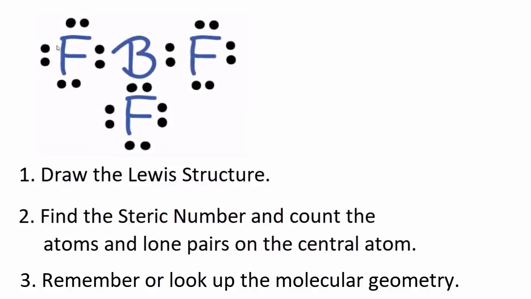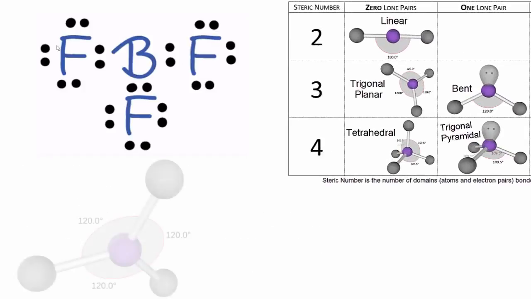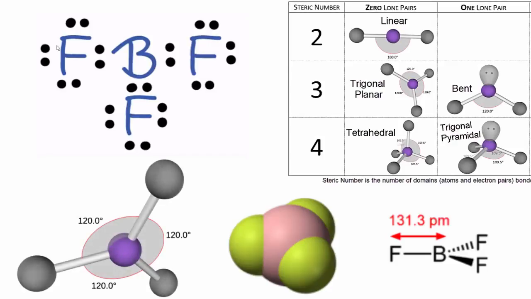For BF3, we have the central boron atom, and then we have 3 atoms attached to it with no lone pairs on that central boron. You can imagine the fluorine atoms will spread out to be as far away from each other as possible, and they might look something like this. Since we have a steric number of 3 and no lone pairs, that makes this trigonal planar.